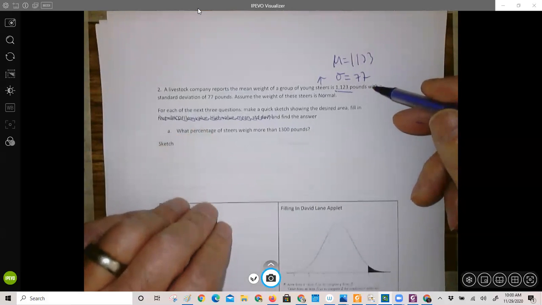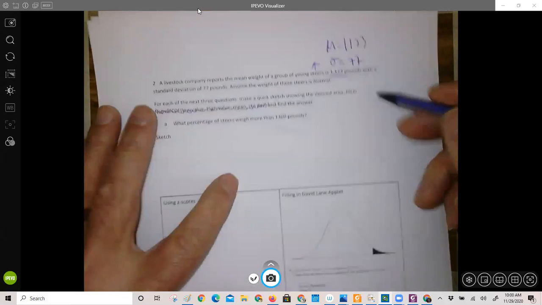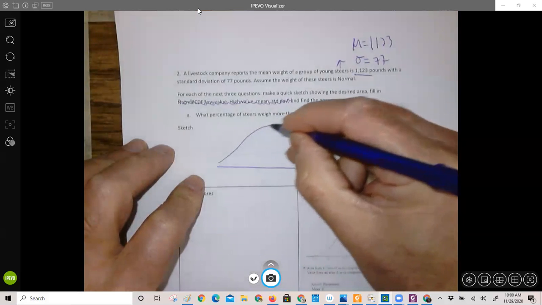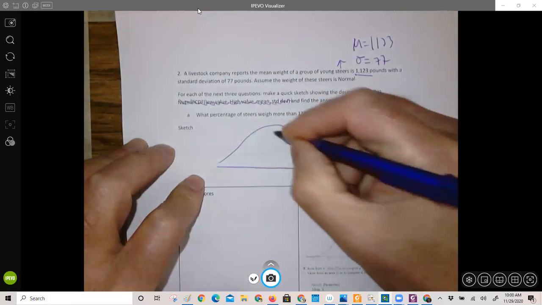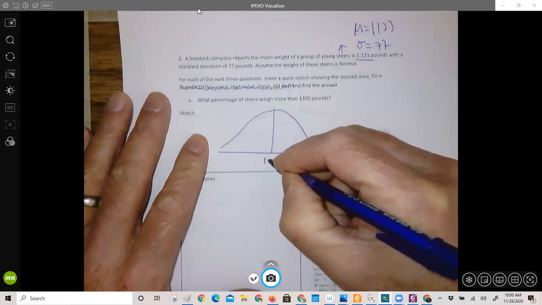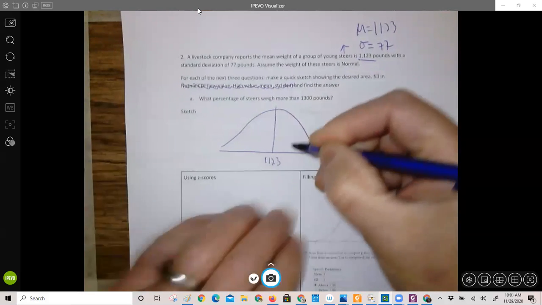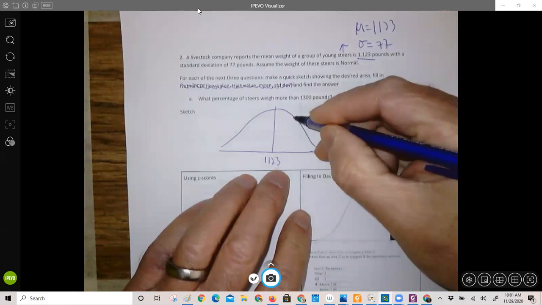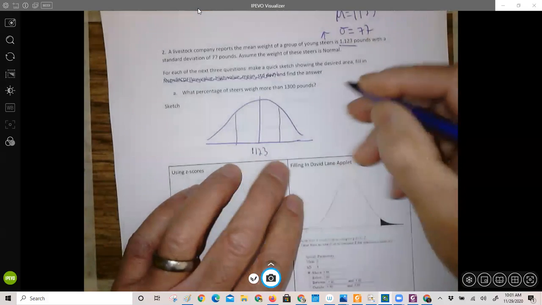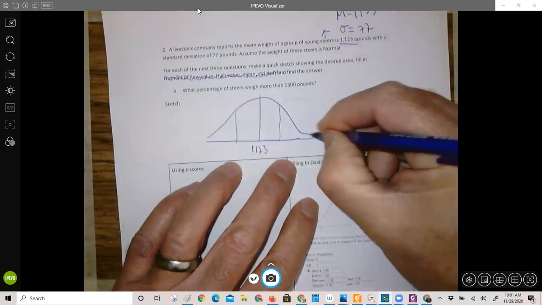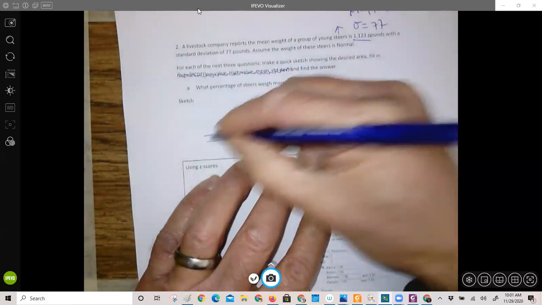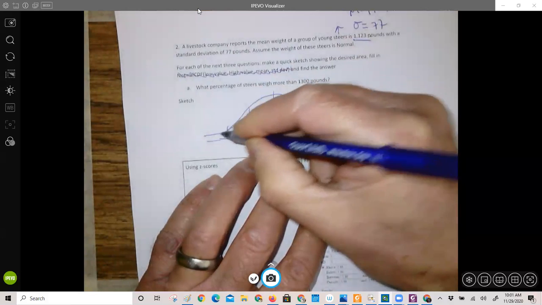So we're going to find the answer. Well, let's draw a little picture of this, just like before, and we could make it very complete like we did with the 68, 95, 99.7 rule, but we don't have to. Well, maybe I will for this one. So that's the mean that goes in the middle because it's a symmetric distribution, right? Mean is in the middle, median is in the middle. Then I'm going to add 77 here. I'm going to draw 3 lines above, 3 lines below, 1, 2, 3.